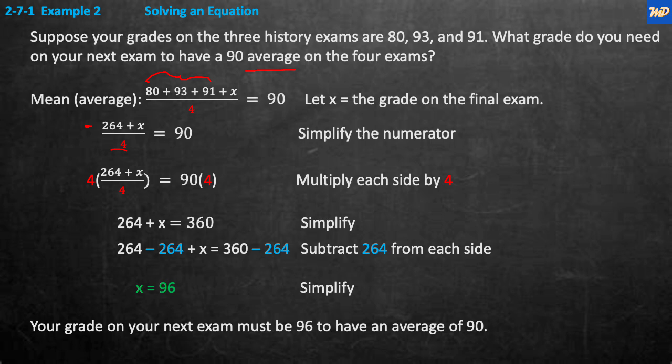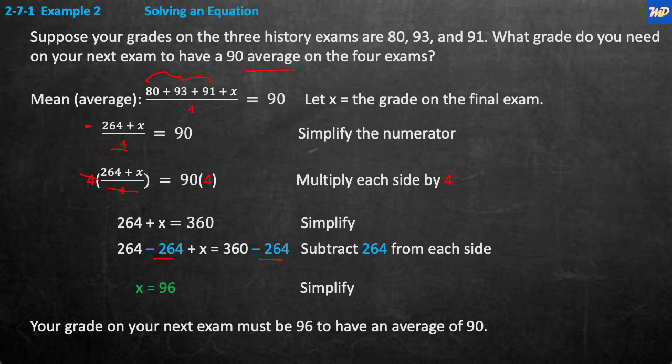So if we solve this, we're going to multiply both sides by 4 to get rid of the 4's. Multiply this side by 4 and the right side by 4. And when you do that, you're going to get 264 plus x is equal to 360. Okay, and now you're going to combine these 264, right? You're going to move the 264. These two cancel each other out by adding in a negative 264 to both sides, because you have 264 minus 264 plus x is equal to 360 minus 264. You have to subtract 264 from both sides.